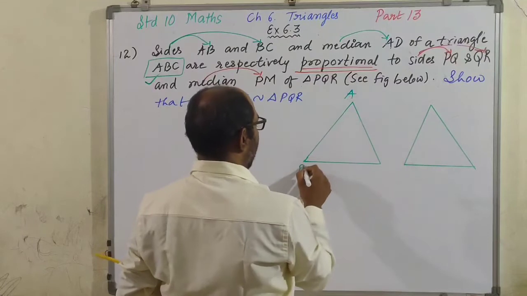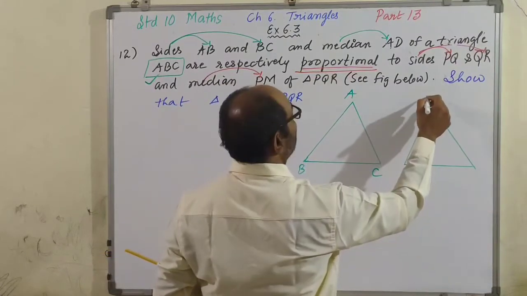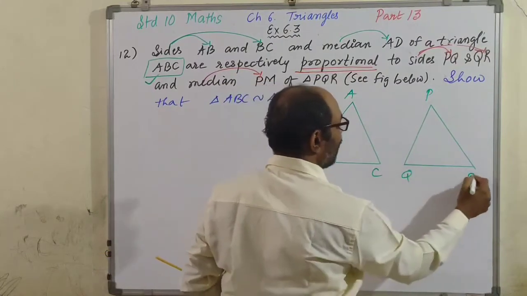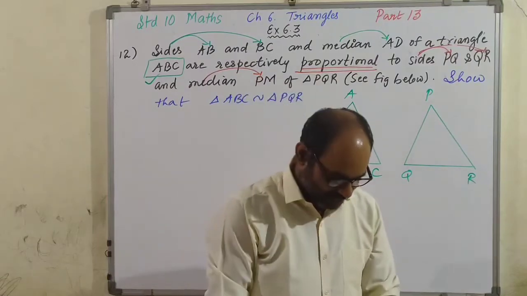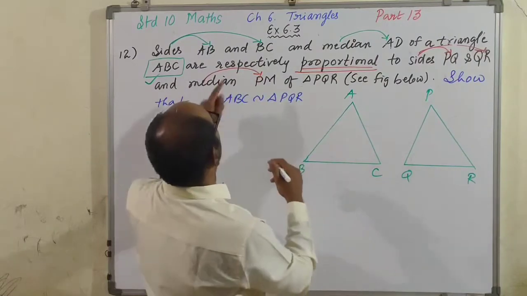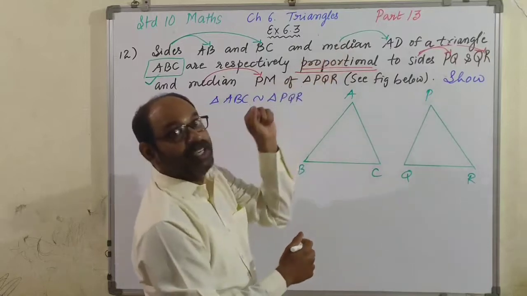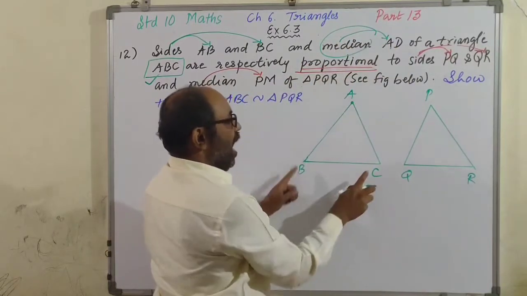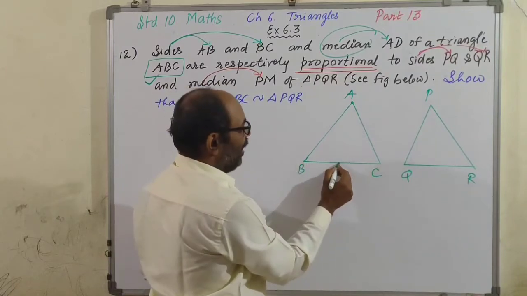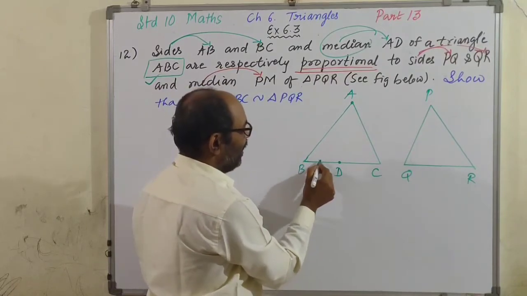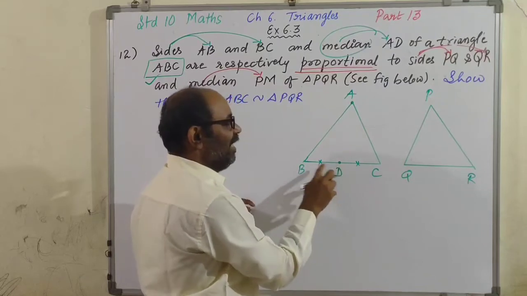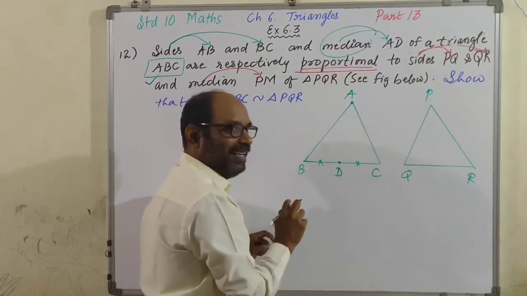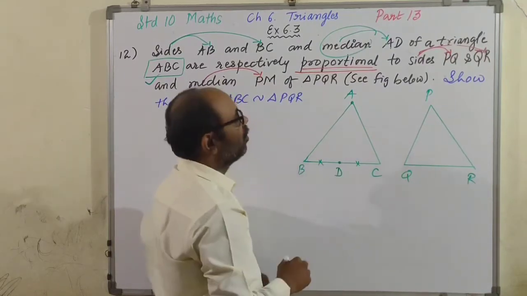This is triangle ABC. This is triangle PQR. Now I have to draw the altitude. Sorry, not altitude, it is median. AD. This is A, and D has to be the midpoint of BC. See the symbol that I am using. D is midpoint. BD equal to CD, equal to half of BC.